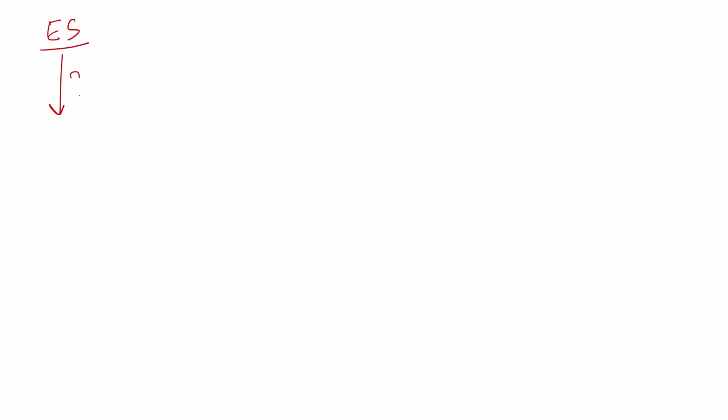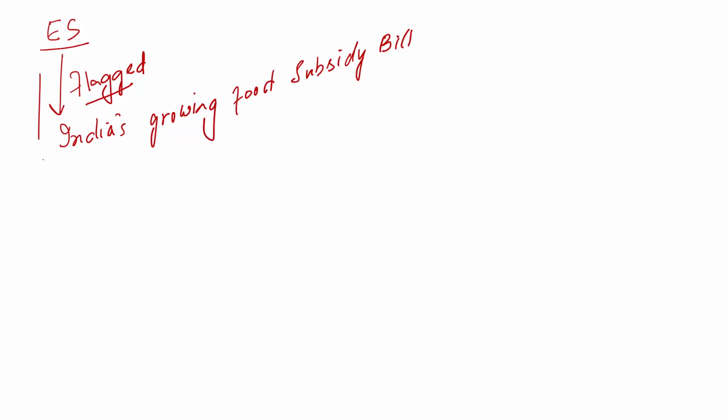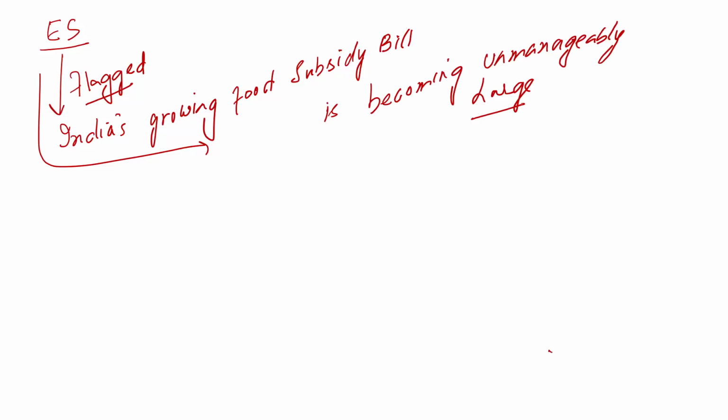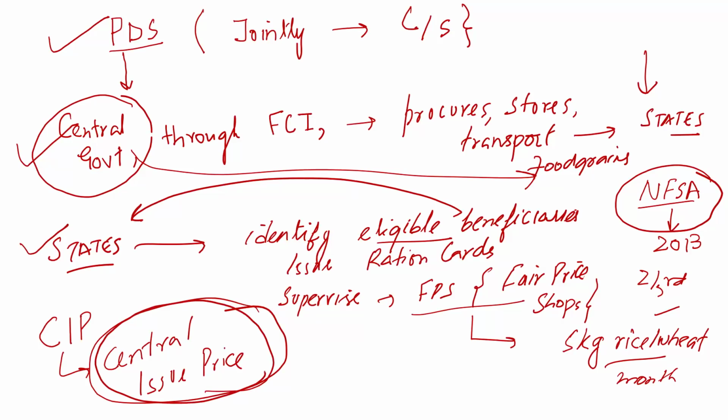Parliament. The Economic Survey has flagged a very important concern, and that concern is India's growing food subsidy bill. The Economic Survey says this growing food subsidy bill is becoming unmanageably large, and the expectation is that in the very near future it is going to cross 2.5 lakh crores. But to tackle this issue, the Economic Survey is hinting at an increase in the central issue price.